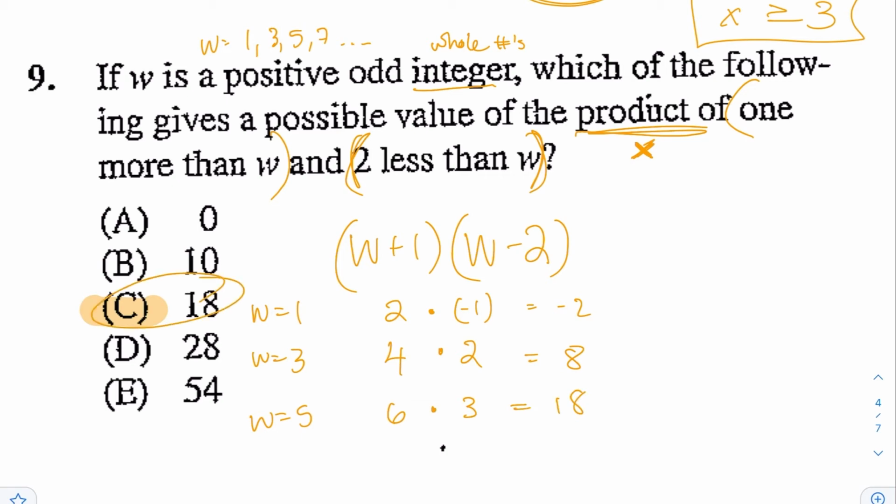Just keep following this pattern. I think if you look at a pattern, it's add 10. So W is equal to 7. That would be 8 times 5, which would be 40. All right, so never mind, scrap that. That is not add 10, because that's adding 22. So there's really no pattern here. You just have to test it out.